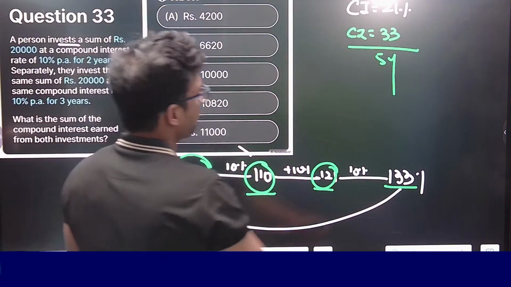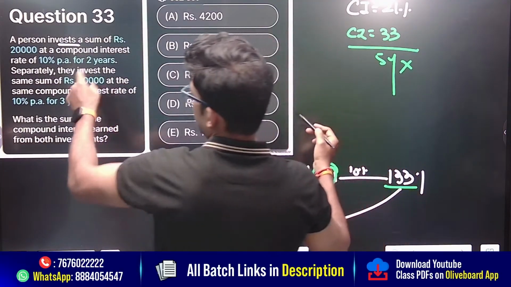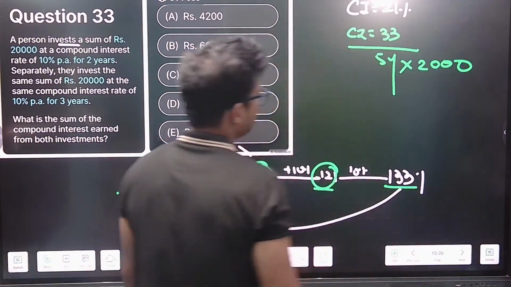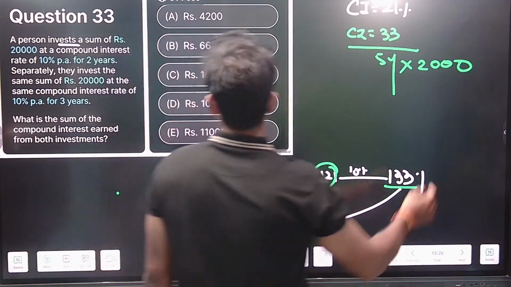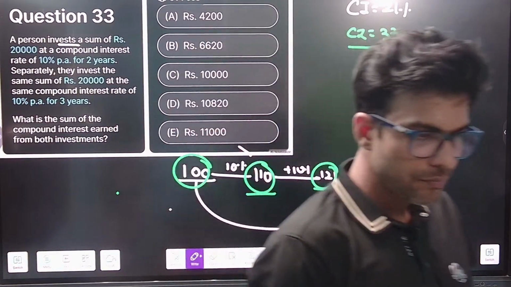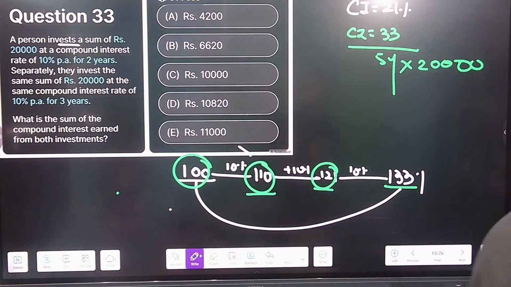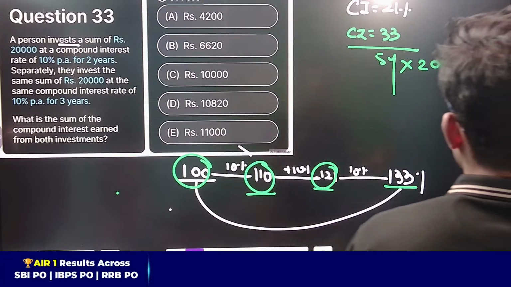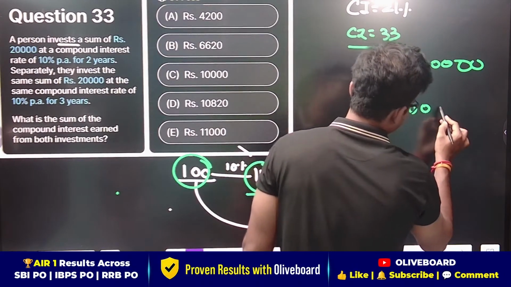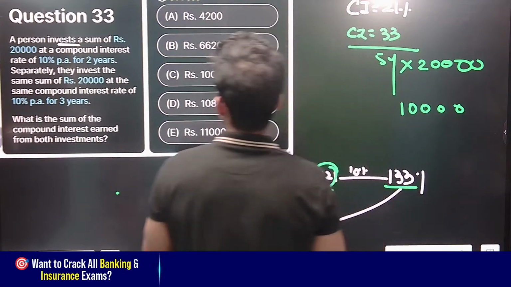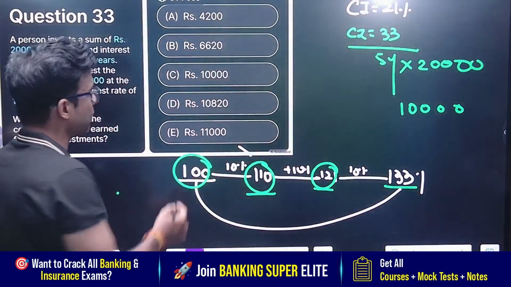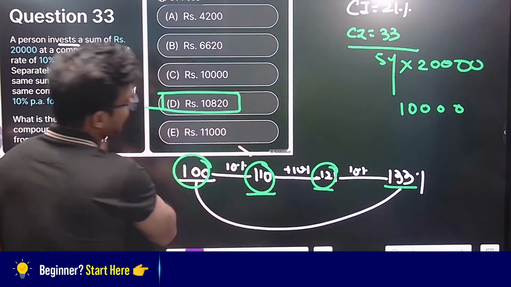And 54% of what? 20,000, correct? Say everyone. 54% of 20,000, basically you can shorten it to half of it, which is 10,000. It would be much higher than 10,000, and you can see how you can eliminate the options. Option number D is the correct answer.